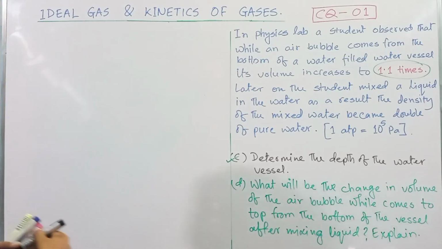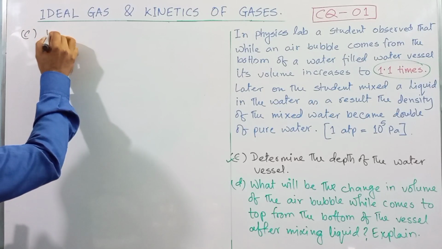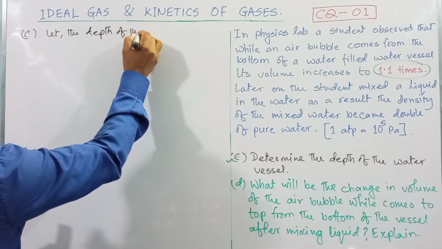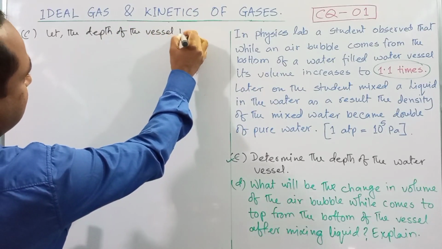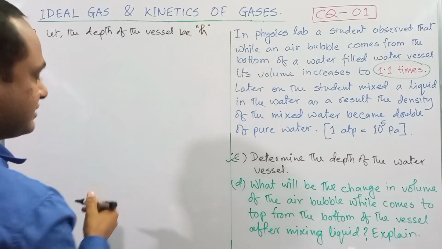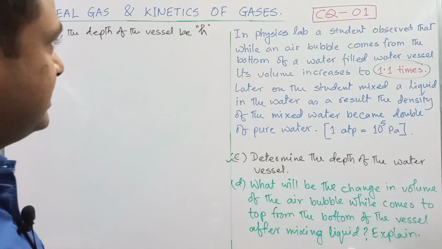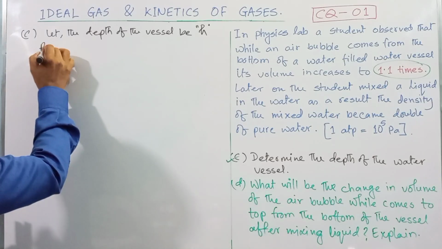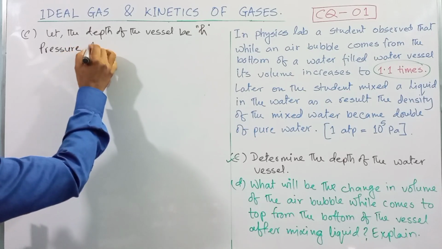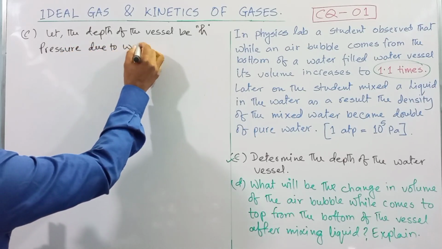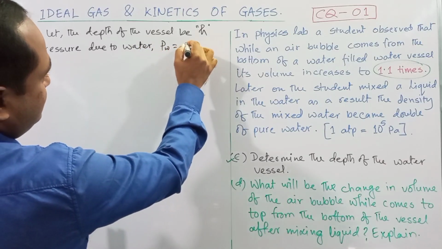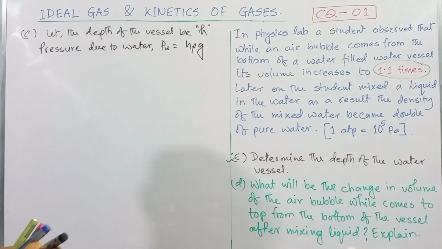So here we can write: let the depth of the vessel be h. If the depth of the vessel is h, then the height of the water column is also h, and the pressure due to water, denoted by Pw, is equal to h rho g.